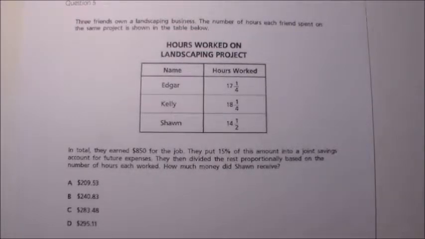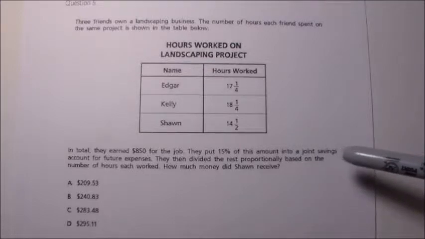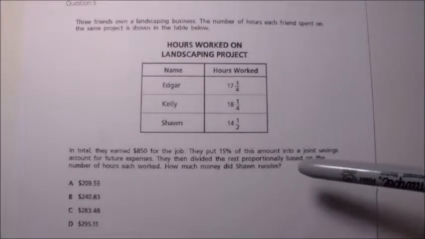They put 15% of this amount into a joint savings account for future expenses. Then they divided the rest proportionally based on the number of hours each worked. How much money did Sean receive?